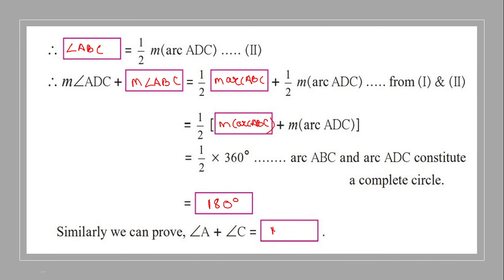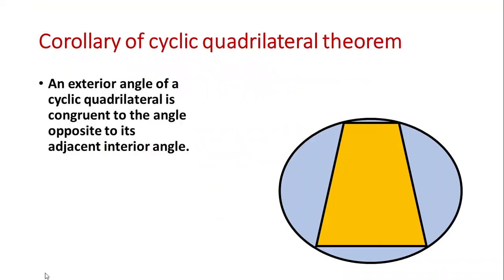Similarly, you can prove that the addition of angle A plus angle C is nothing but 180 degrees. Angle D plus angle B, you have proved that it is 180 degrees. Similarly, angle A plus angle C will also be 180 degrees. That is what we have easily proved, that the opposite angles of a cyclic quadrilateral are supplementary. Their addition is supposed to be 180 degrees.